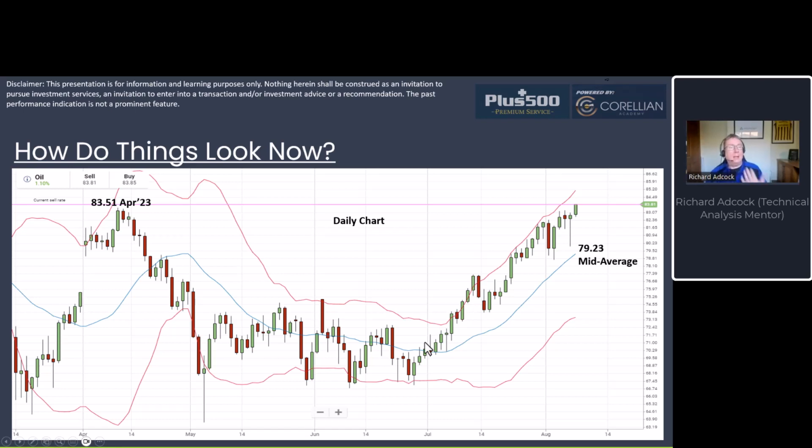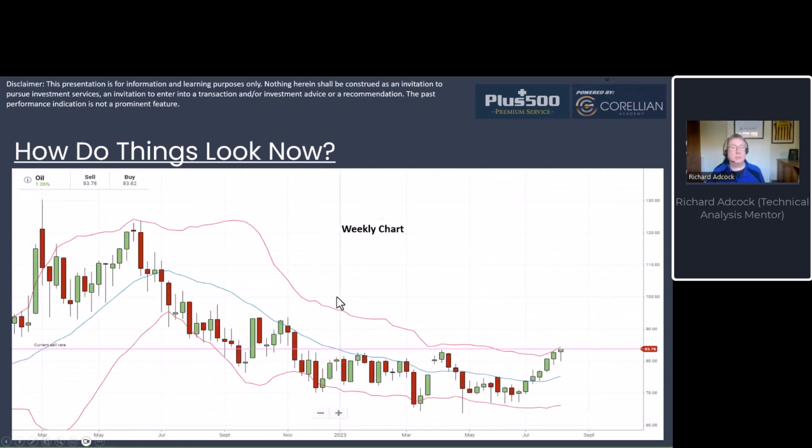But how do things look now? Well, if we look at the daily chart, we've continued to move higher. We're above still the rising mid-average, and we haven't really broken below that point, haven't really tested it. Yesterday we did see a sell-off, but the market rallied back very strongly, and today so far we've seen further support developing. We're now starting to break the April high at 83.51. So the daily perspective, the momentum is still to the upside, and we're still looking at more positive trending conditions.